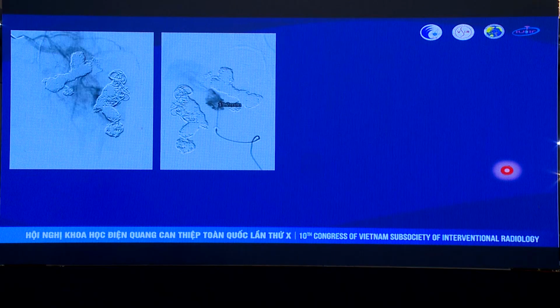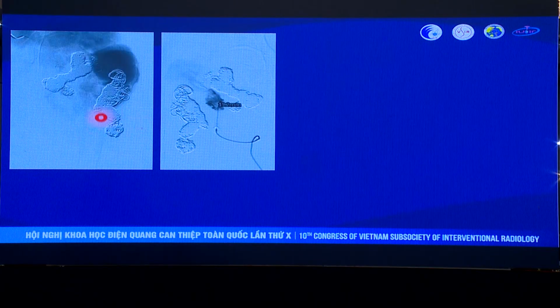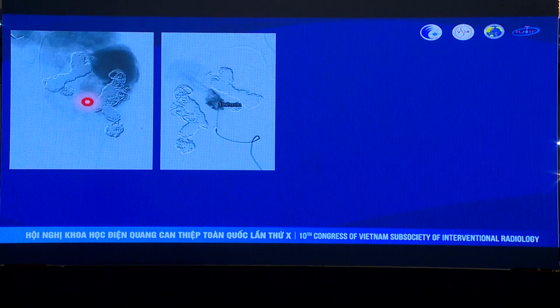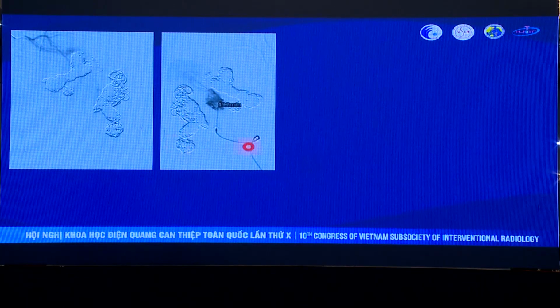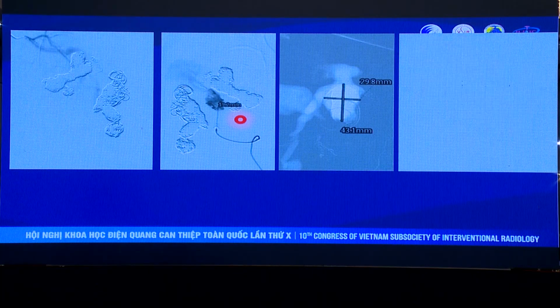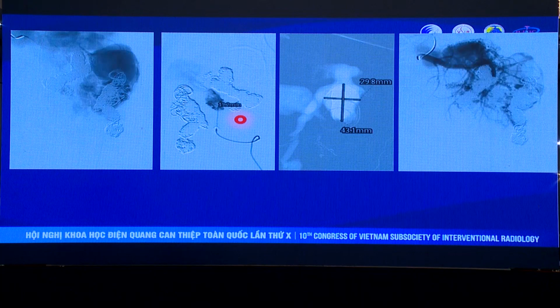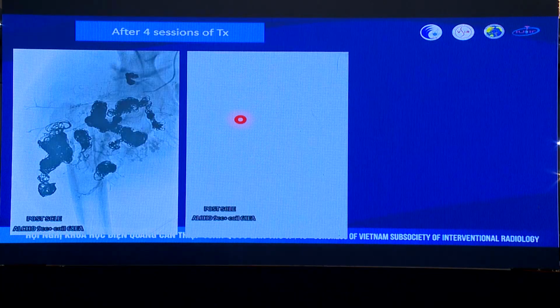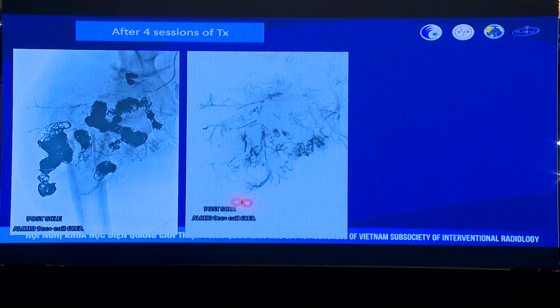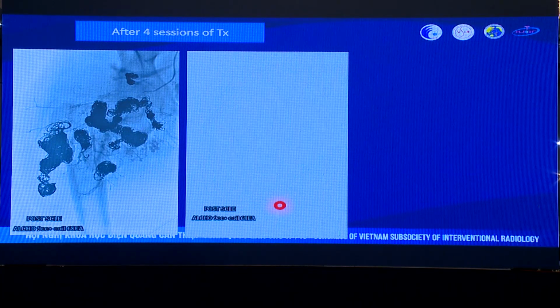And this is the third session. Where is the next target? Here is some venous portion. We punctured here and put some coils and ethanol. And this is the fourth session of the treatment. We put more coils and ethanol injection.